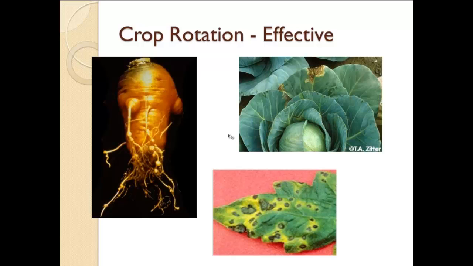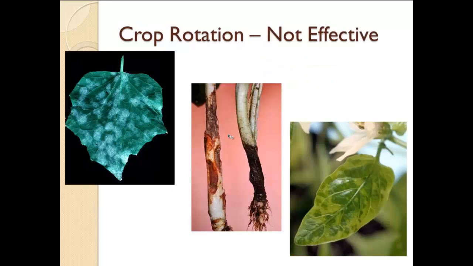And then the picture on the bottom there is a Septoria leaf spot on tomatoes. And it again is a pathogen that pretty much needs a host. It's not an obligate parasite, but it does need a susceptible host to grow and reproduce. And if we rotate away from tomatoes for 2 or 3 years, then the population levels of that pathogen go way down. So these are examples of diseases that are effectively controlled through crop rotation.